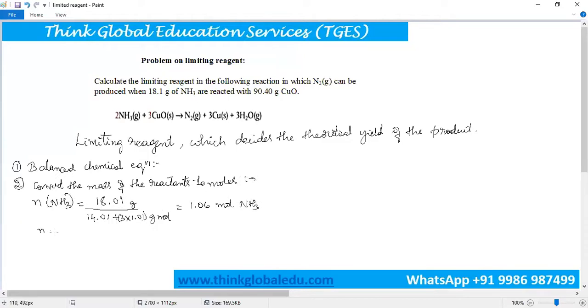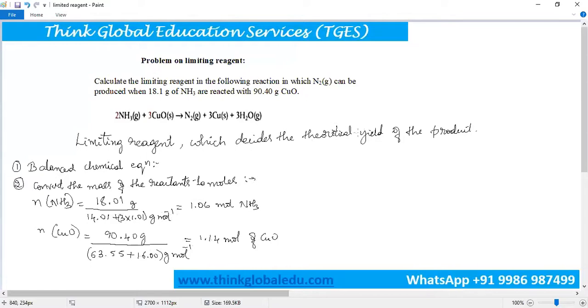And the number of moles of copper oxide will be equal to the given mass over here, 90.40 grams, over the molecular mass of 63.55 plus 16.00 grams per mole, which will be equal to 1.14 moles of copper oxide.